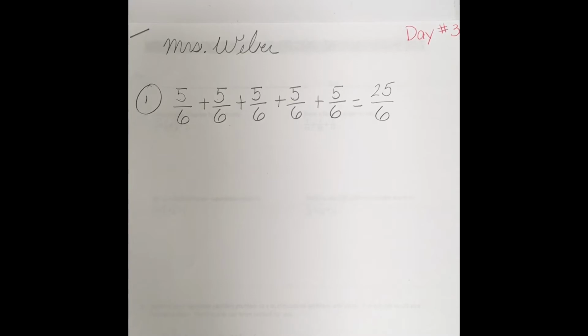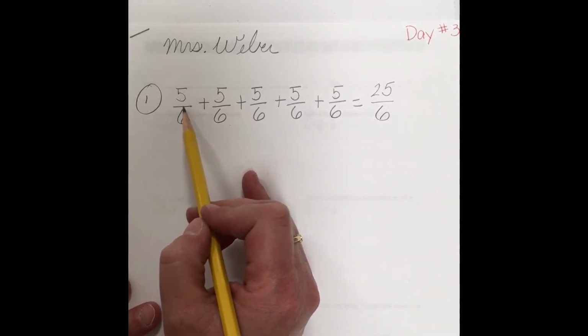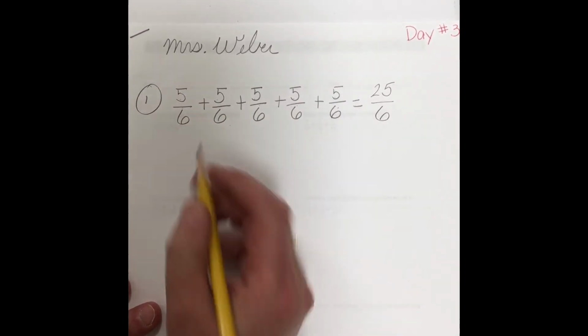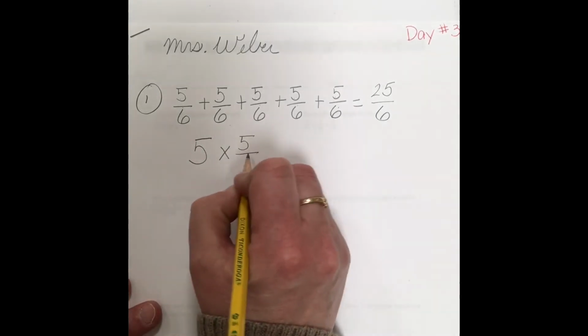You might be saying, well, why, Mrs. Weber, would you want to do it? Well, it's more efficient. It doesn't take as long to write, and multiplication is faster than counting by fives, especially if there are a lot of copies. So all I do is count up how many fractions I have. 1, 2, 3, 4, 5. That becomes my whole number. I multiply it by what each fraction is worth. That's 5/6.